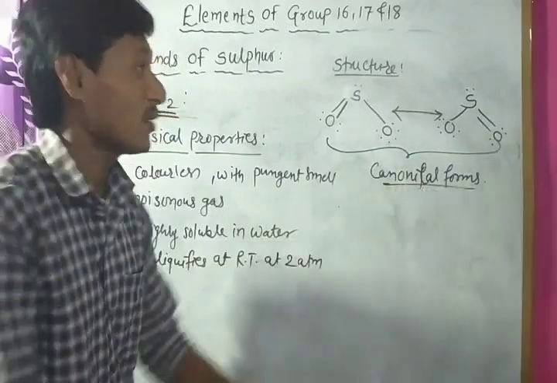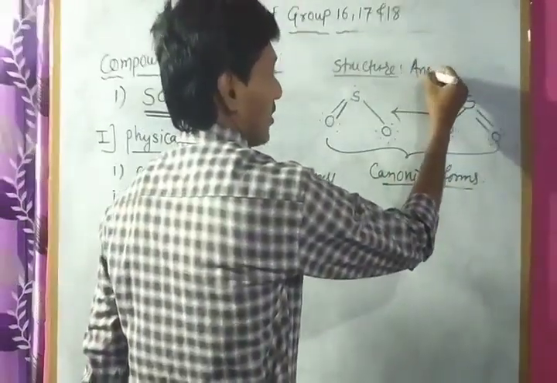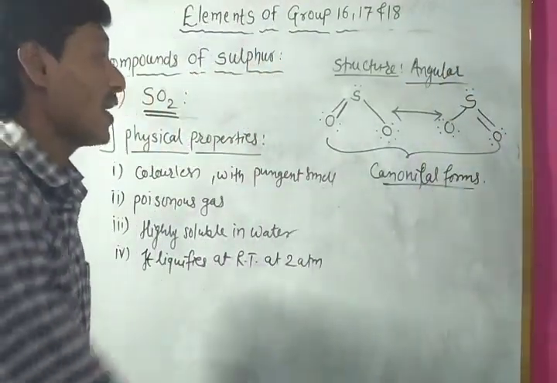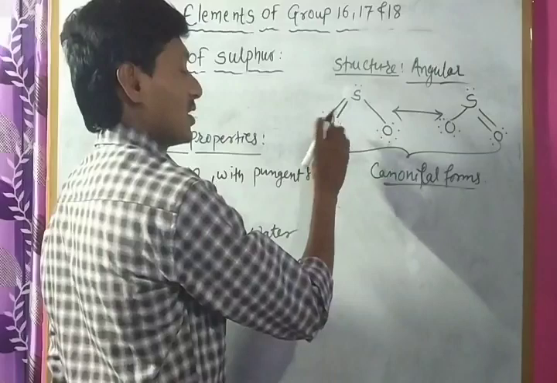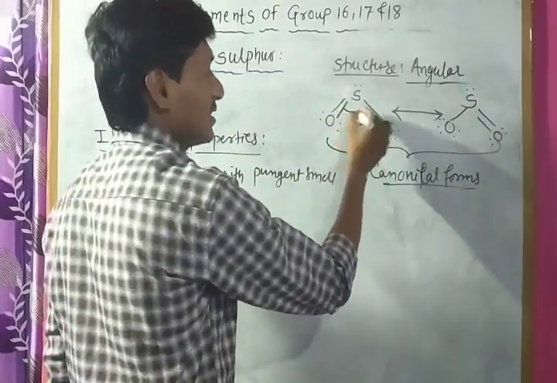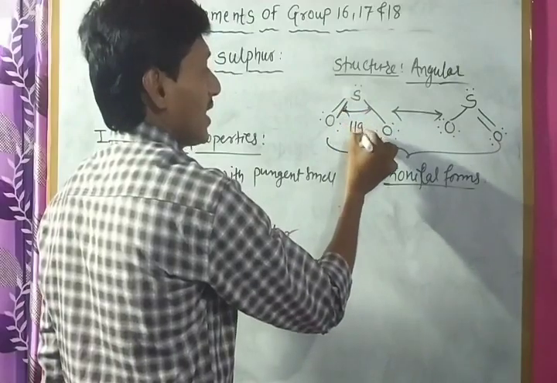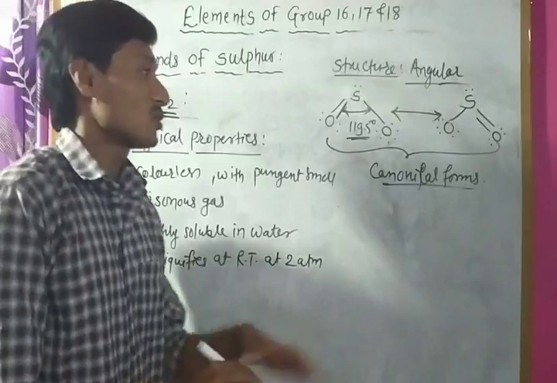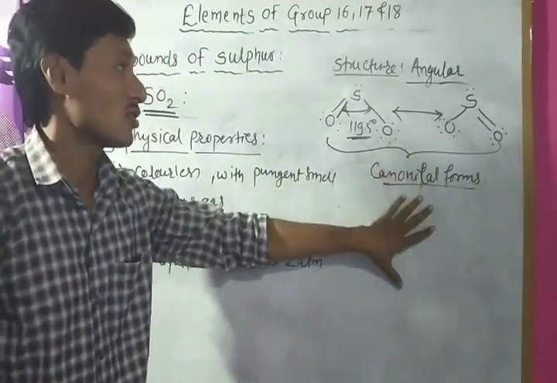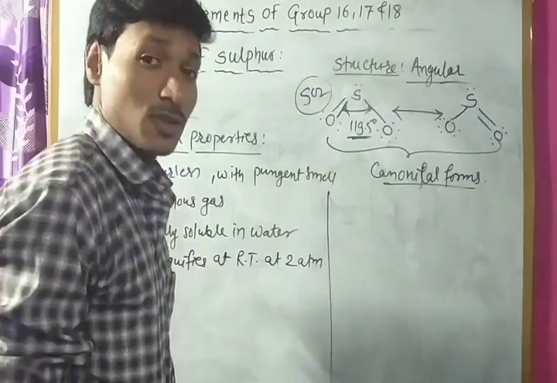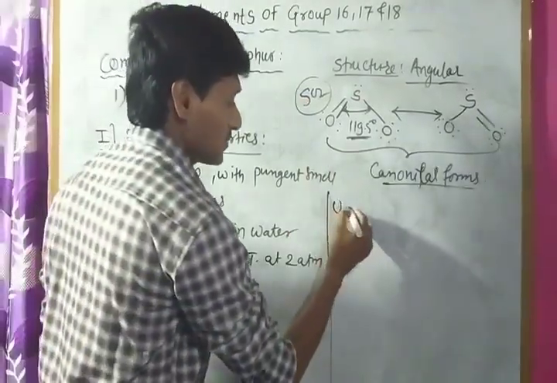It is also angular like ozone, and the bond angle between oxygen, sulfur and oxygen is 119.5 degrees. It is observed. Okay, so this is about the structure of SO2. Now we discuss its uses.